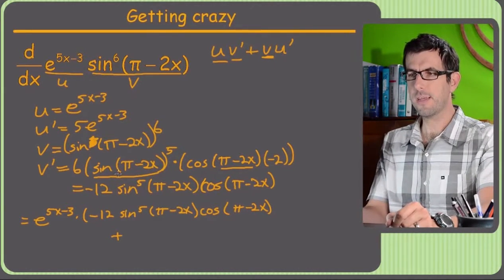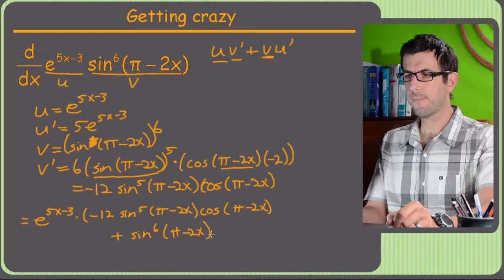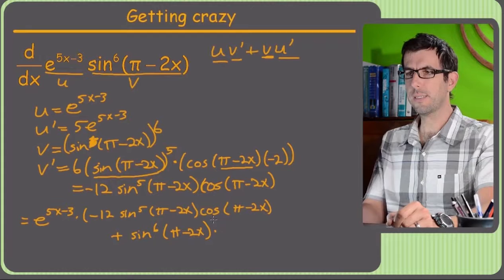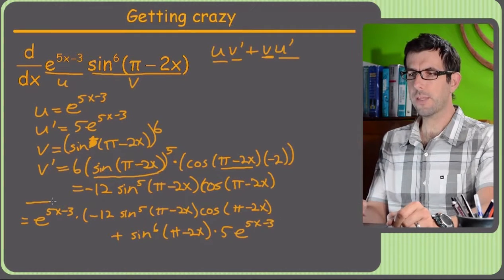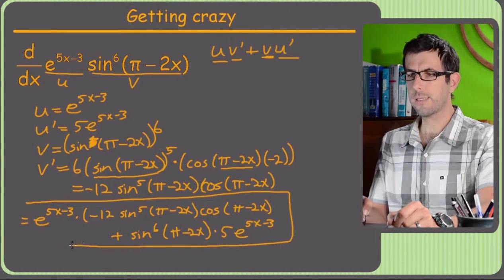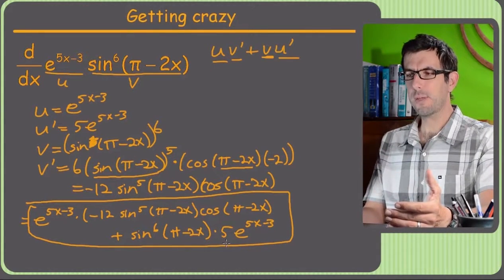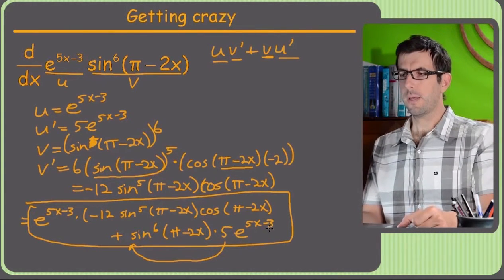All right, so we got v, which is sine to the sixth of pi minus 2x times u prime, which thankfully was easy, just 5e to the 5x minus 3. All right, so at that point we've taken the derivative. I won't bore you with reorganizing this, but as I've said before, there's not much I would do on this one. Maybe you could move this 5 out front of this term just to make it look a little bit better, but that's pretty small potatoes.